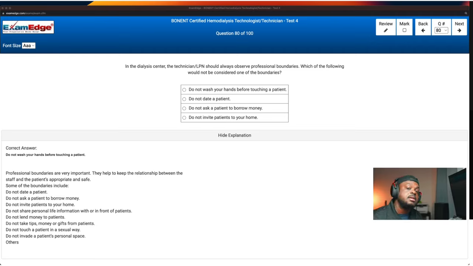Last question, remember guys to really pay attention to how the question is being asked. For example, this last part says, which of the following would not be considered one of the boundaries? That "not" throws off a lot of people. So take your time, read through the question, sometimes read through it three times. Take your time on the test. They'll give you about 3 hours to take it, so take your time, and then some.